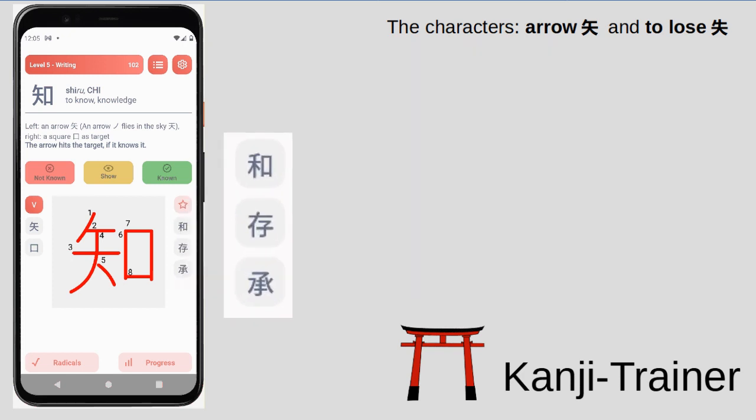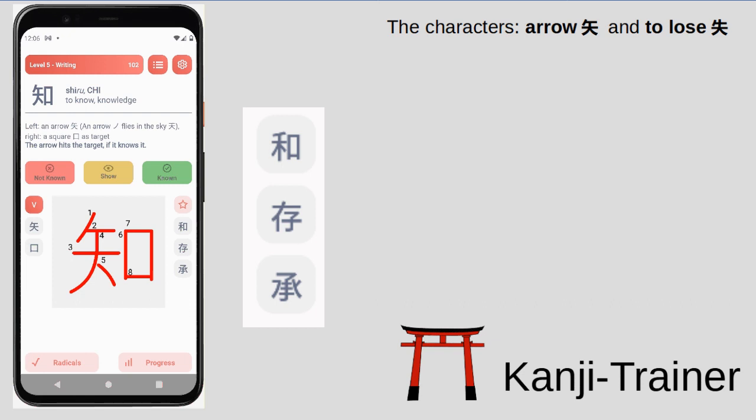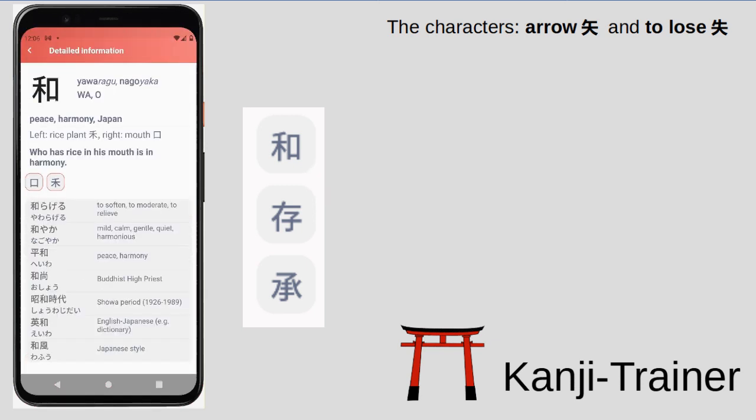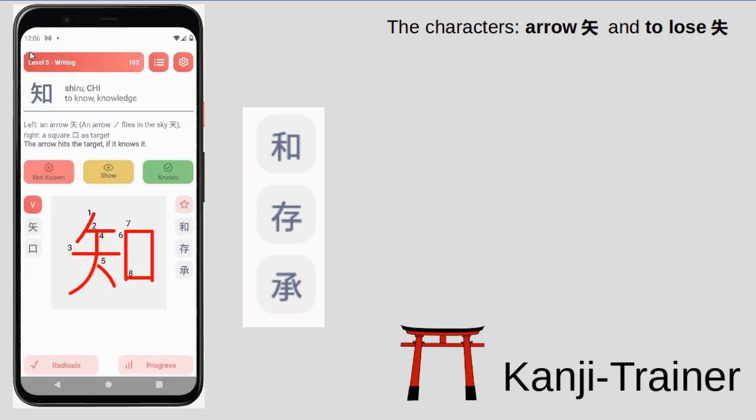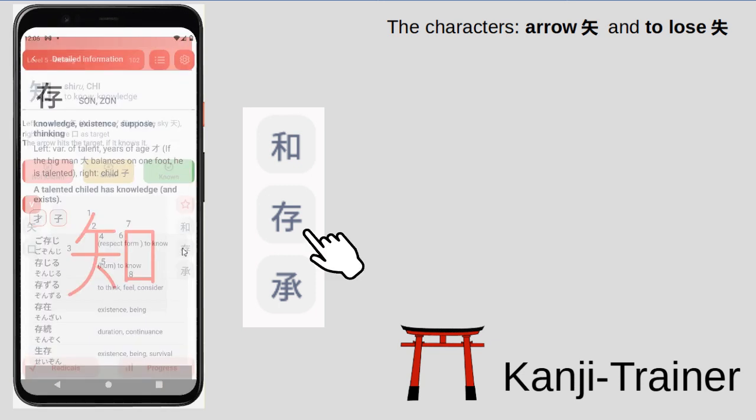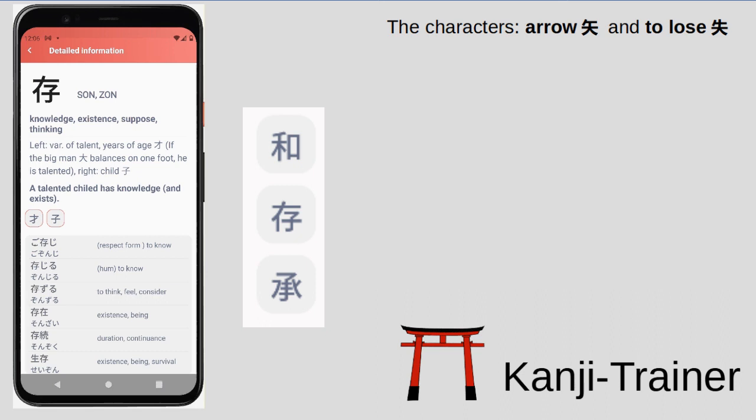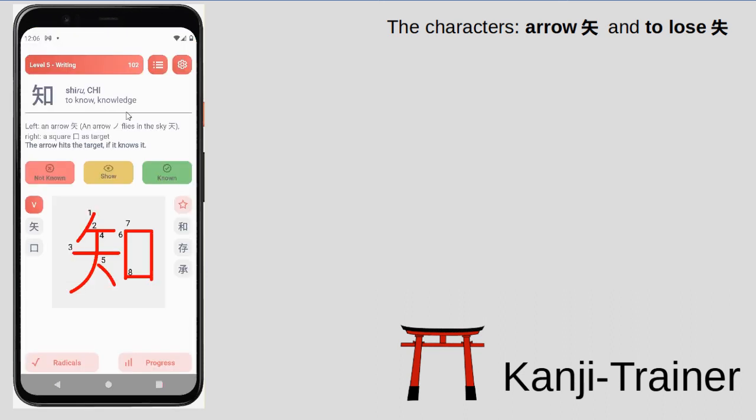At the right side of the drawing area we have some characters which are easy to be mistaken, either by the optical appearance or by the meaning. I go on the first one and I get the information that this has the meaning peace or harmony. I go back and the second one has a similar meaning, namely knowledge or existence. Okay, I go back again, and here on the left side of the drawing area we have the radicals which are used in this kanji.